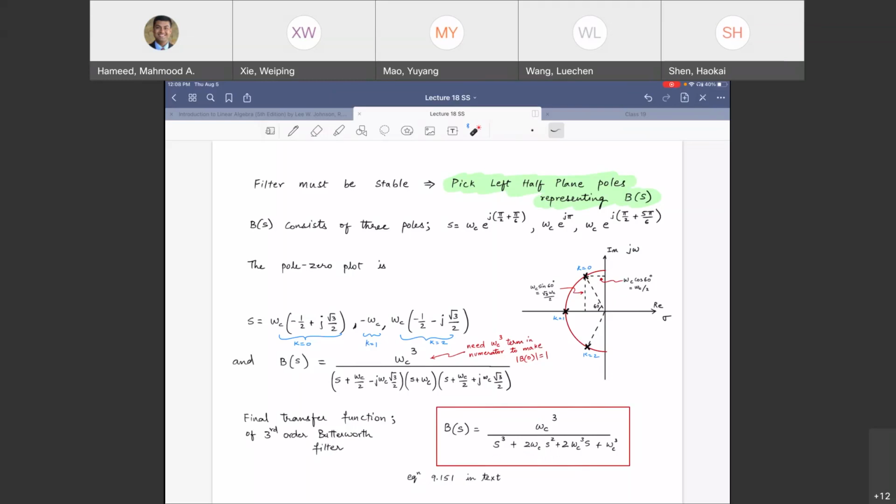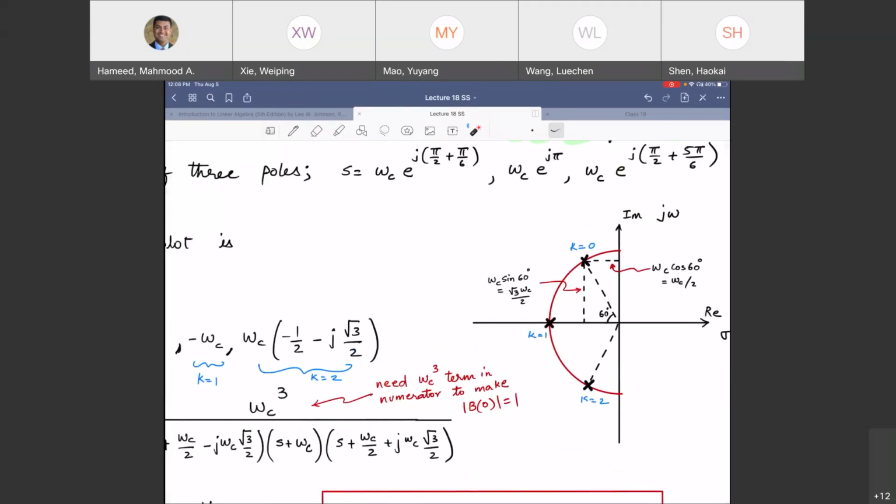Now, what is going to happen as you go from a 3rd order Butterworth filter to say 5th order, 6th order, nth order? For 3rd order, you got 3 poles. For 6th order, you're going to get 6 poles. So the number of poles is going to keep increasing, which also means that the separation between the poles is going to change.